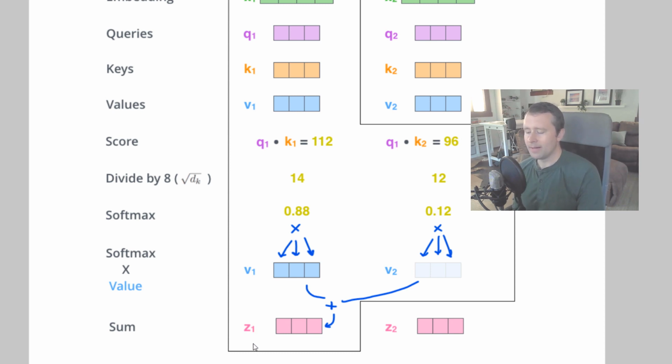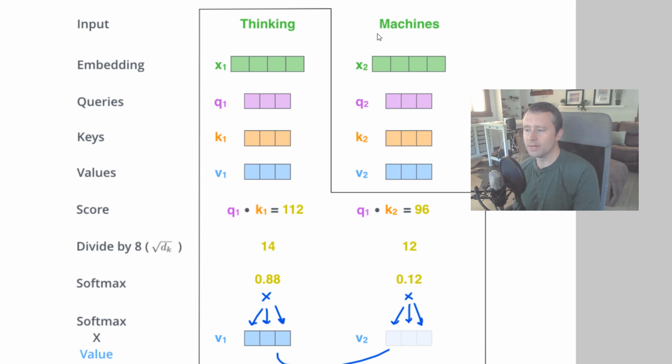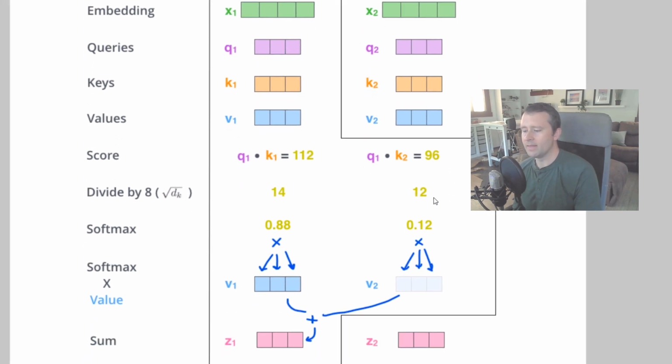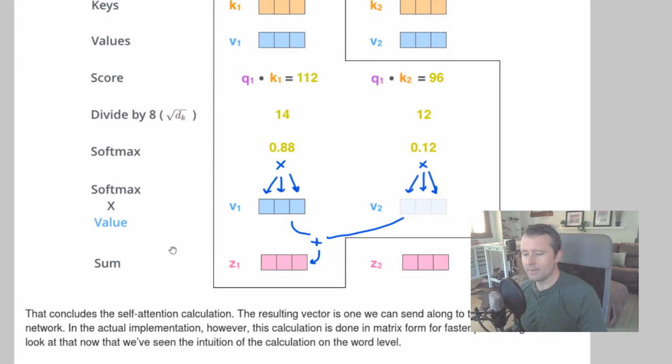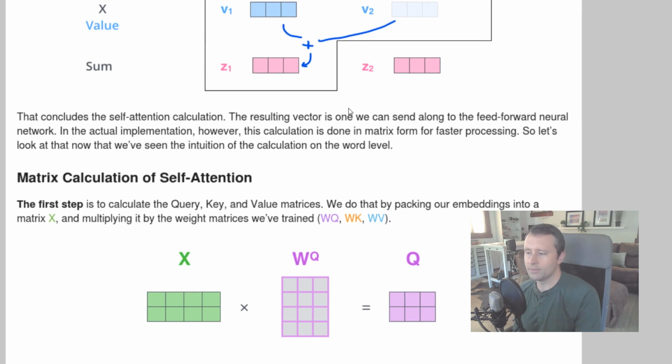And then if I'm understanding his illustration correctly, the way z2 would be calculated is to then kind of move this box over, right? This time, machines would be the input word. And we would do query 2 against key 1 and query 2 against key 2. And then that would produce this output vector. Okay. That concludes the self-attention calculation. The resulting vector is one we can send along to the feed-forward neural network.